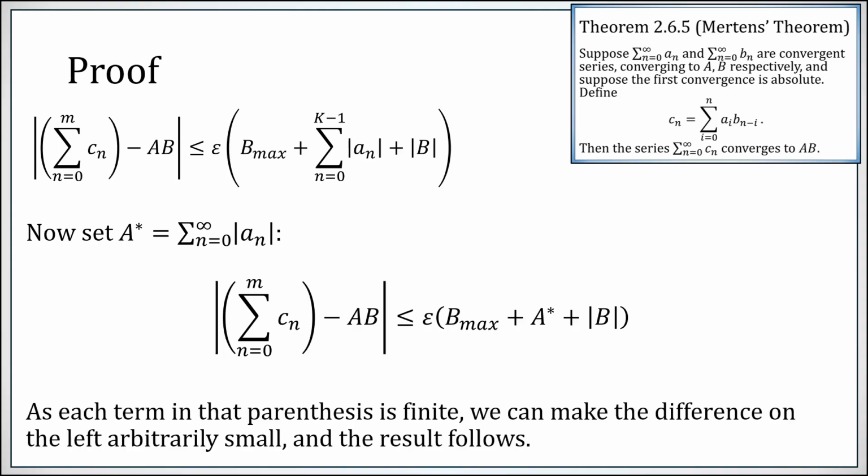And now we see that that term in parentheses is a finite constant. So I can make the thing in absolute value as small as desired. I can make it arbitrarily small. And the proof is finally done. I can make the partial sum of the C's minus AB as small as necessary for large enough m. That is to say, the sum of the C's converges to AB.